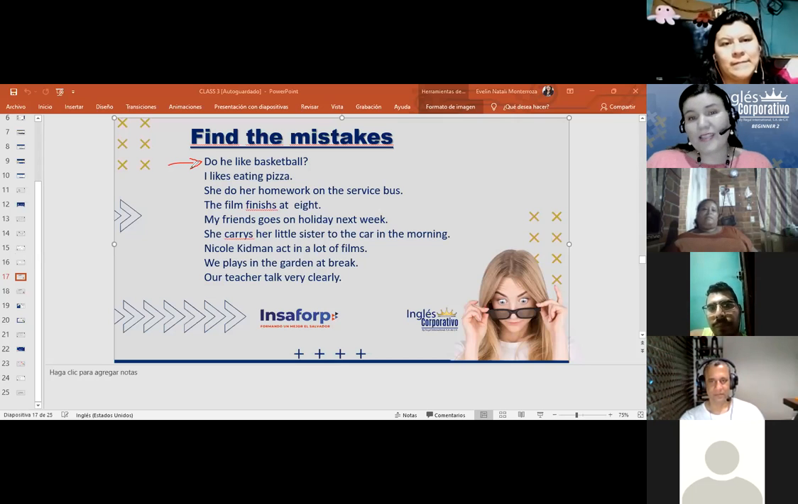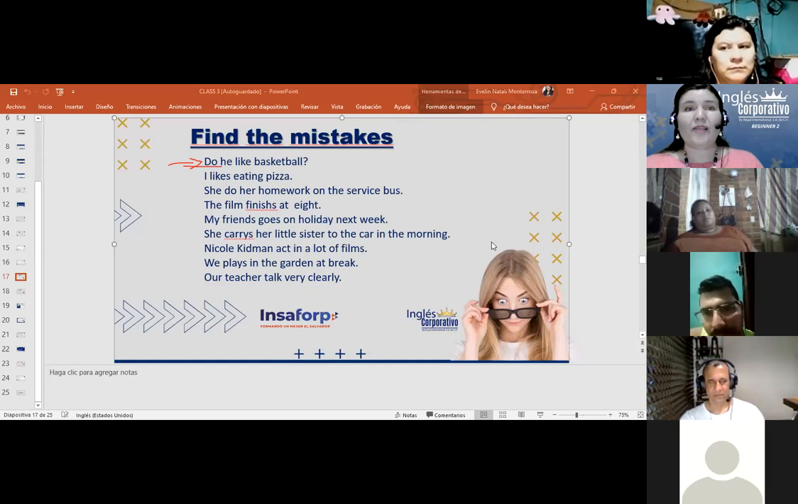So, what will be the sentence? Entonces, ¿cómo nos quedaría la oración? Does he like basketball? Very good. The problem was the auxiliary because it says do. And for he, you use does. Does he like? Very good. Thank you. Very nice. Let's go with Esmeralda, number two.